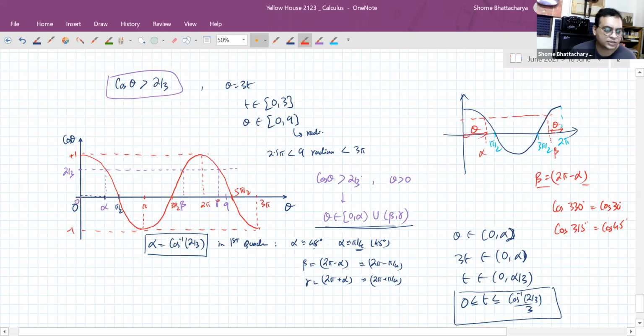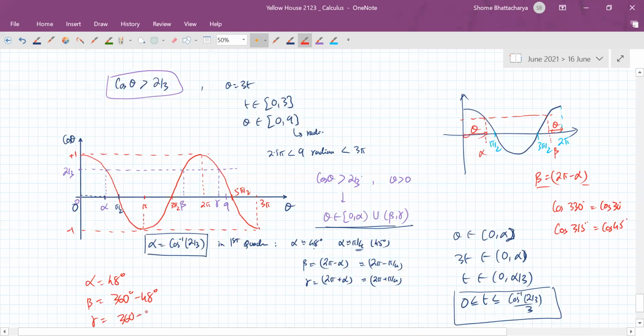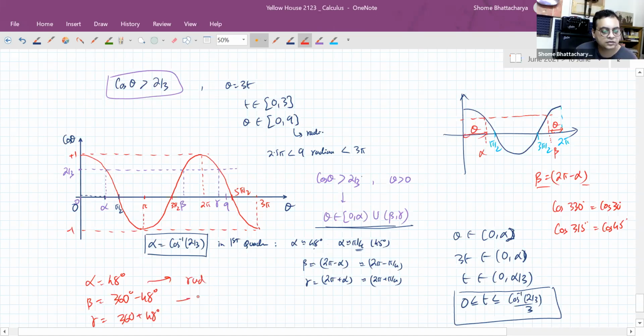So in degrees, for example, if alpha is 48 degrees, it means beta is 360 minus 48 degrees, and gamma is 360 plus 48 degrees. Then you convert this to radians, and once you convert it to radians, you put it in this equation. So you get the values of time. Is it clear now?